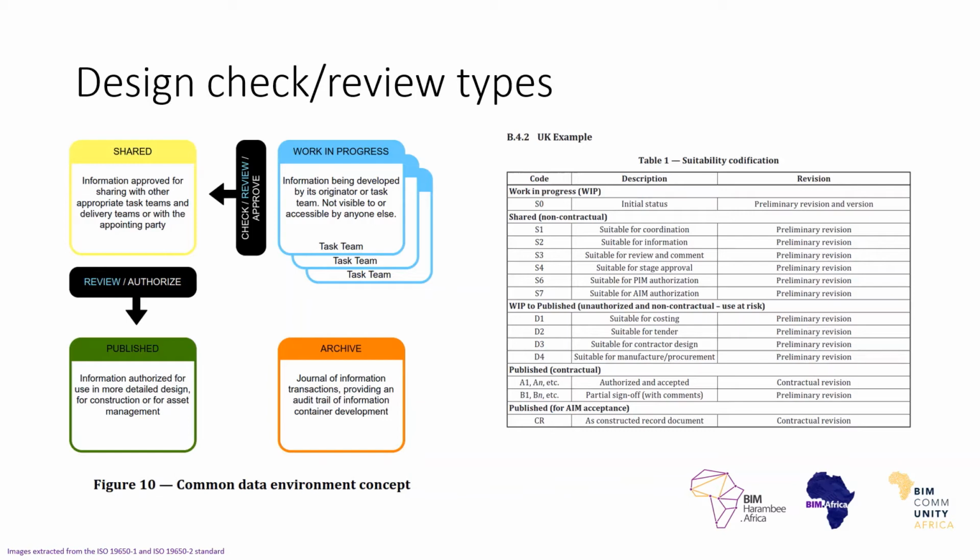So I think in the UK ISO standards, or at least their version of the addendum to the ISO, their file naming standard has captured this quite well, where you have these different suitability codes. And I think that really plays a big part in sharing information, and people understanding when you're sharing information with them what the use case is for that information. What level of checking has it gone through? What level of review has it gone through? Which really needs to happen more on African projects.